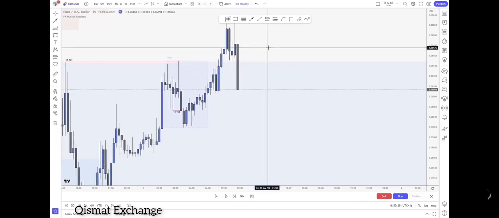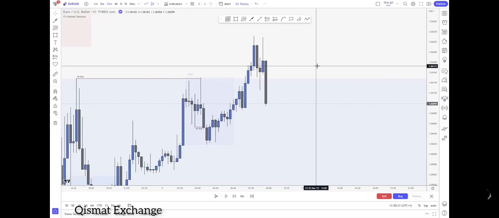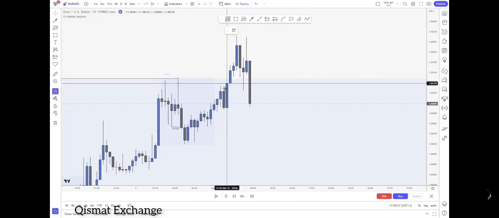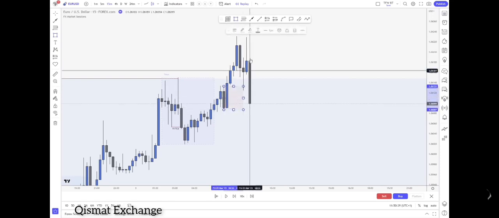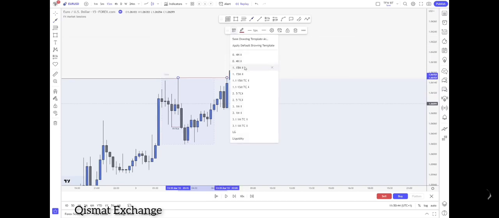So I think we play a little bit more. Yeah, so there it is, right? So we have this massive expansion higher. Then the question you actually have to ask is what caused this expansion higher? And I think I took a long from here because this is what caused the expansion. Okay, so we have a structure break right there.